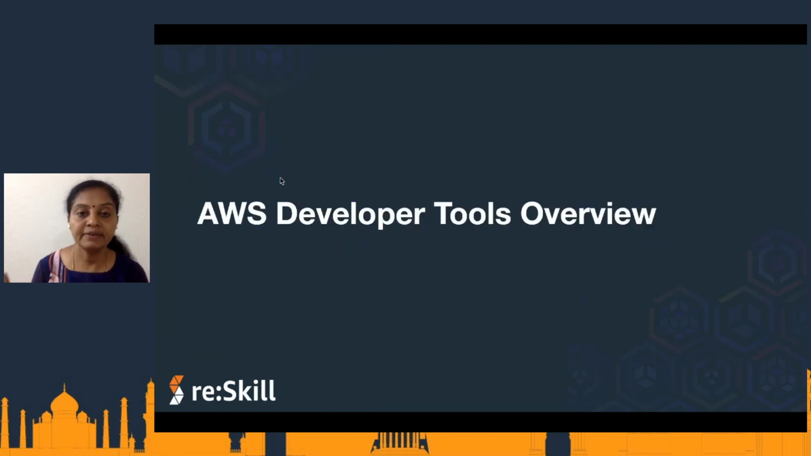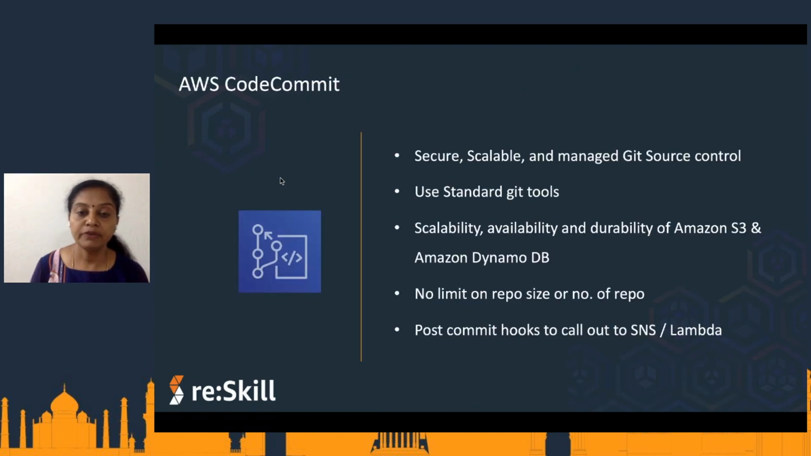Now, let's have a closer look at AWS developer tools which contributed to set up the continuous integration and continuous delivery. The first one is AWS CodeCommit. So when we are talking about the AWS developer tools, we're going to discuss CodeCommit, CodeBuild, CodeDeploy, CodePipeline, right? So all these services are managed services.